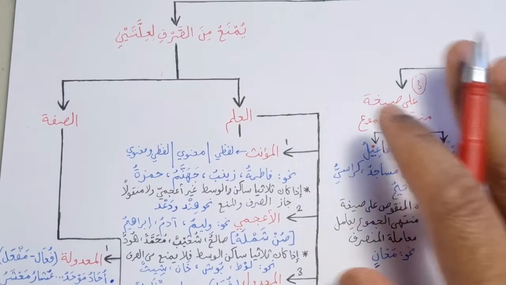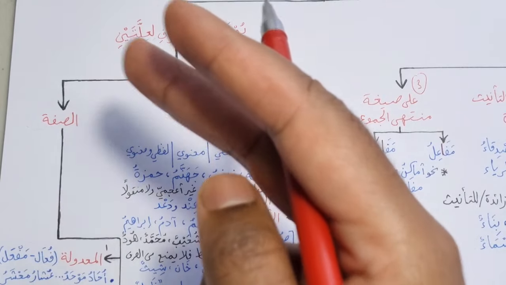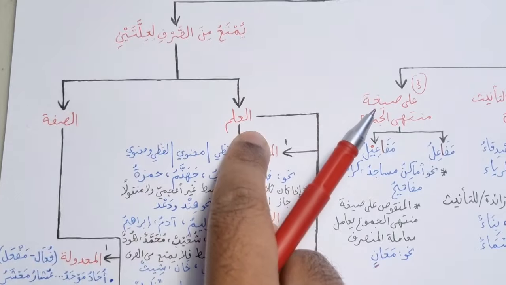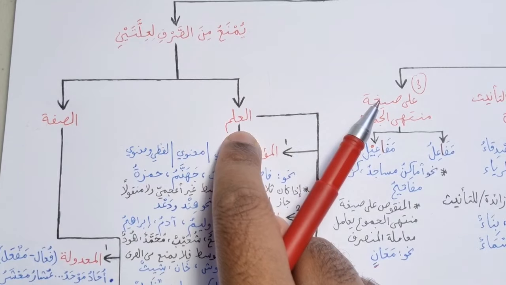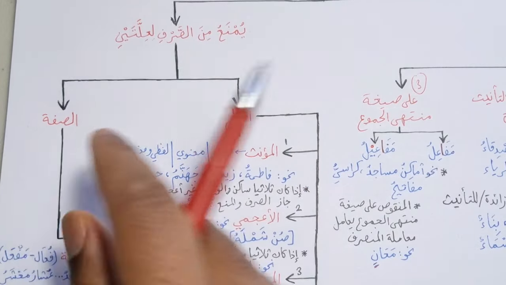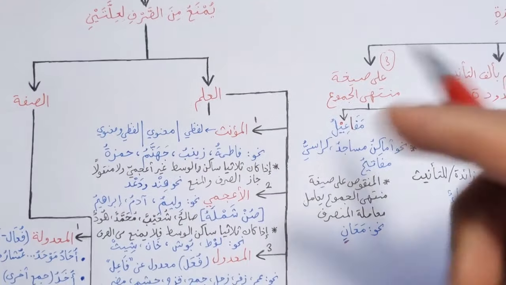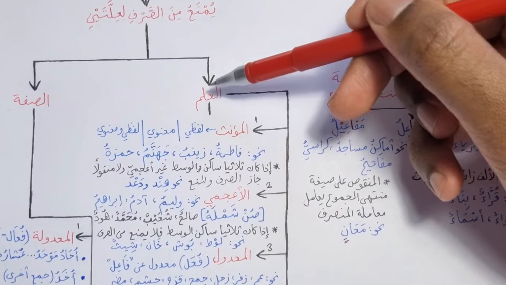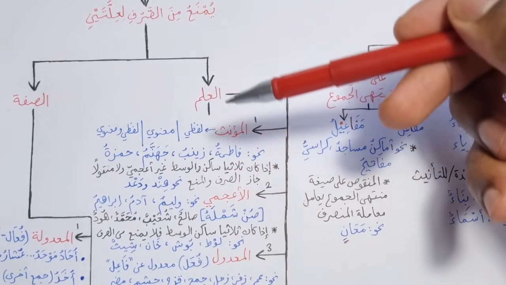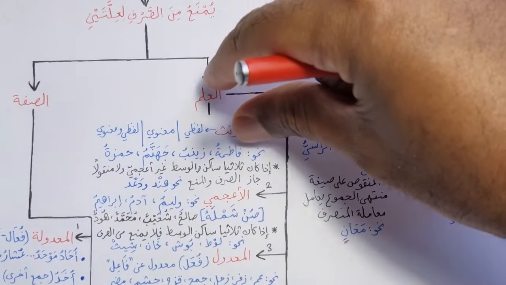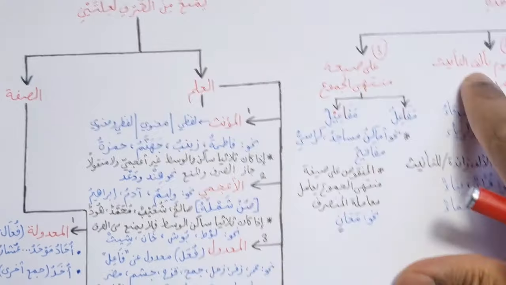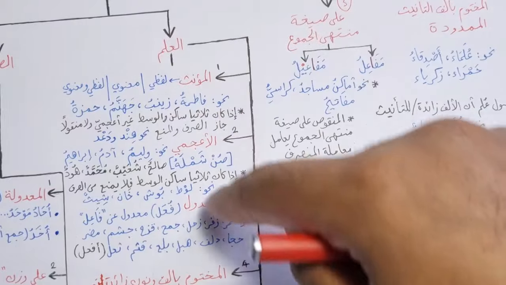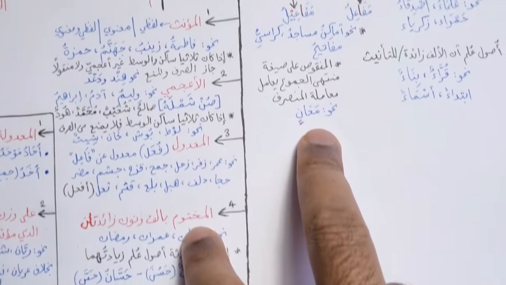Then we have the one that's mamnu' min as-sarf for two causes, for two reasons. And this is going to be subdivided into two main categories: alam and sifa. Alam being a proper noun and sifa being an adjective. So we're looking for two combined reasons. So the ones that come here are all going to be a proper noun. And alongside being a proper noun, they're also going to be mu'annath. This is where the combined reason comes in. The illatain comes in because it's alam, mu'annath. Alam, a'jami. Alam, ma'dul. Alam, makhtum bi alif wa nun za'idatain.